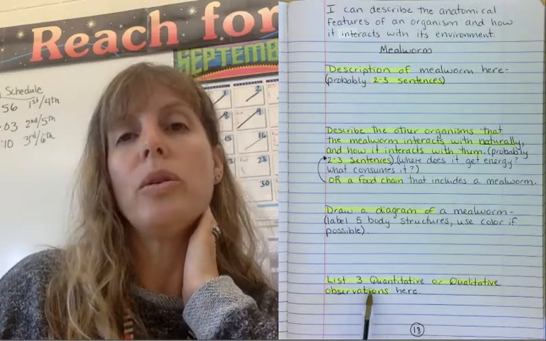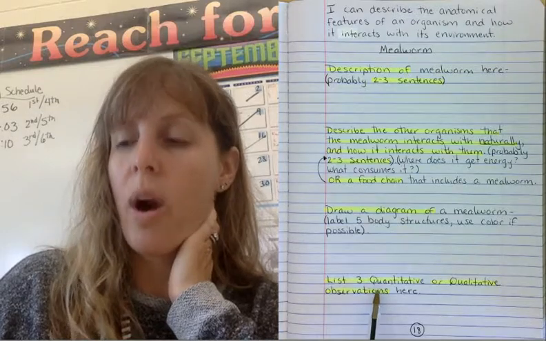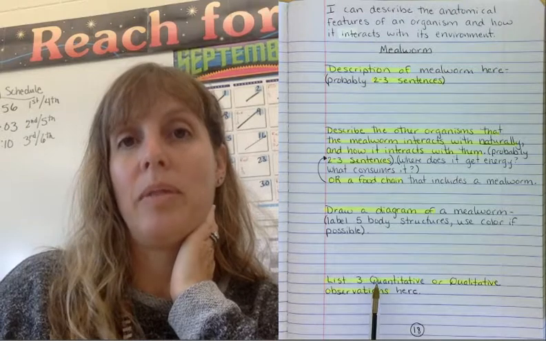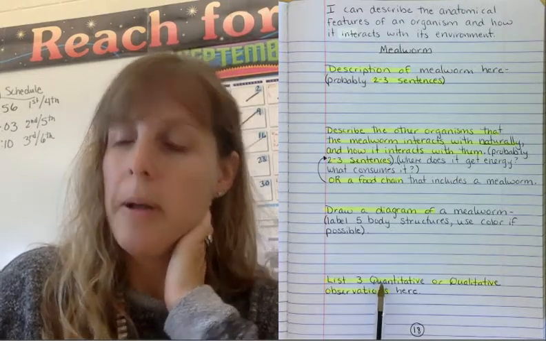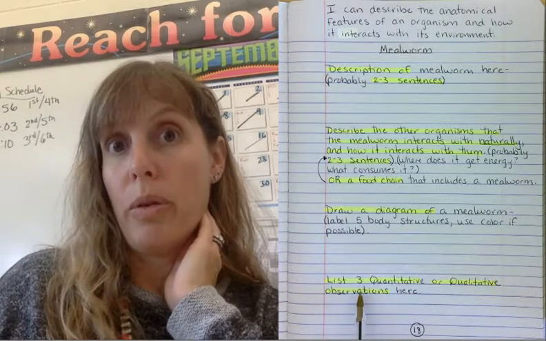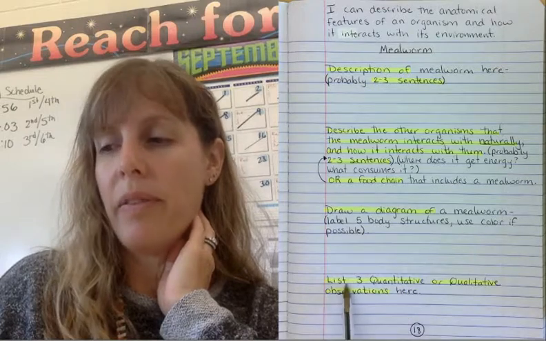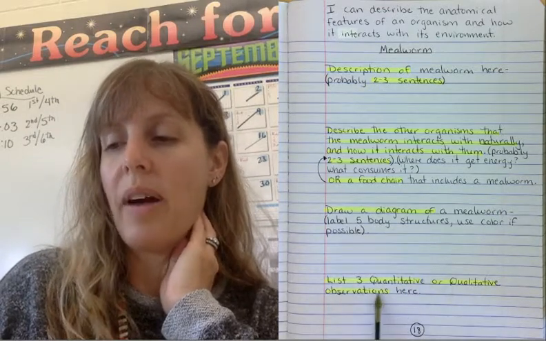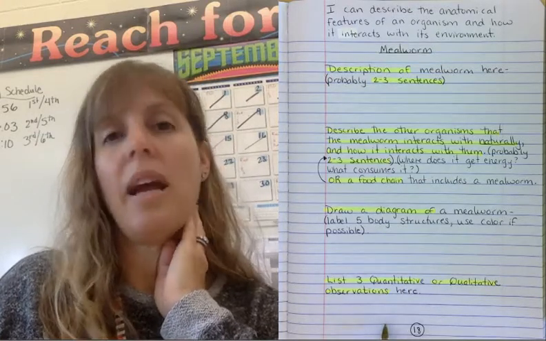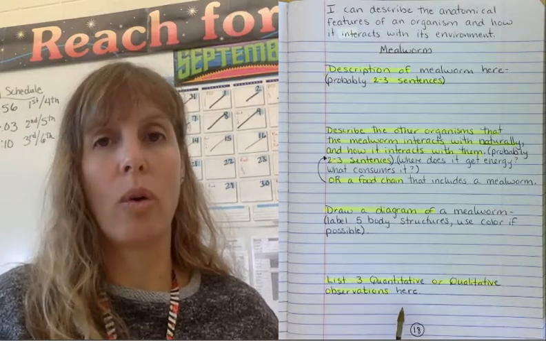Then, if you are doing this by hand, you may or may not have room at the bottom of your notebook for 3 quantitative and 3 qualitative observations here. I hope you do. If you have space, you can do both. Please do. If you don't, then either list 3 quantitative or 3 qualitative observations here. I just want you to be able to fit it on your page, but minimally you need 3 observations here that really help us describe and identify your organism.